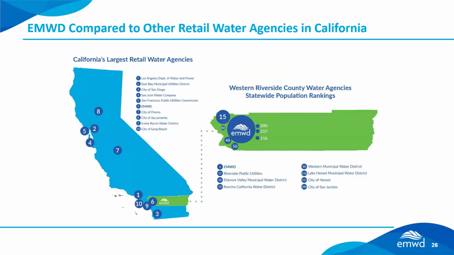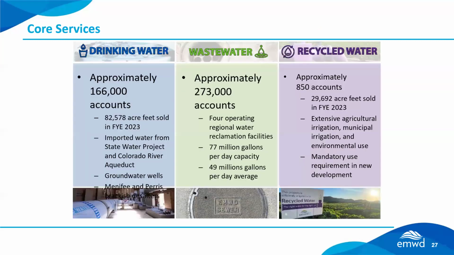Just to orient you to where we're located, we're in Riverside County and are the 6th largest water agency in the state of California. And as I mentioned, we offer drinking water, wastewater, and recycled water services. You can see the number of connections across all three there, how many acre feet that we have sold in the last fiscal year. And we do import water both from the State Water Project and the Colorado River Aqueduct, as well as having groundwater wells and desalination plants.